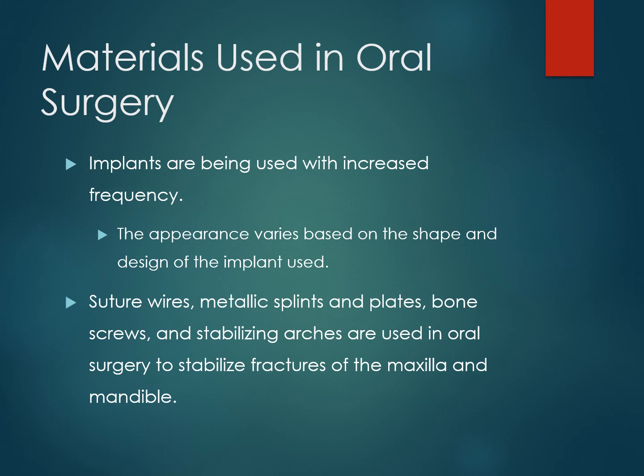Oral surgeons also place suture wires, metallic splints and plates, bone screws, and stabilizing arches, which are used in oral surgery to stabilize fractures of the maxilla and the mandible, and we'll talk about that. But some patients have oral surgery where they actually have their mandible moved, right? Like maybe they have a very severe class 2 or a severe class 3, and they cosmetically go to an oral surgeon, have that surgery done in order to move the mandible where they want it, and then we'll see things like this as well.